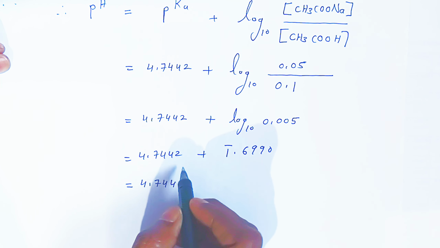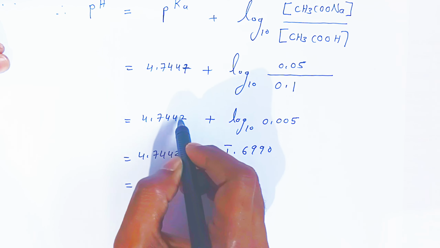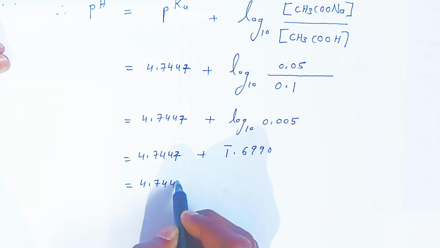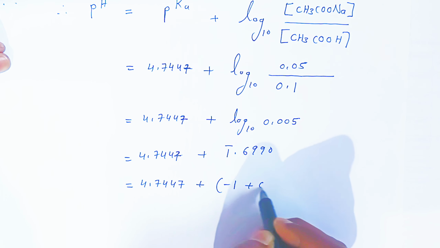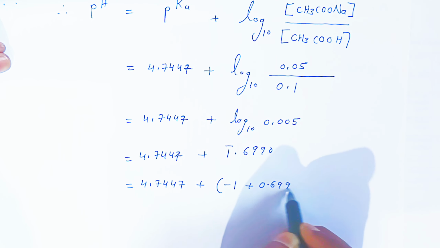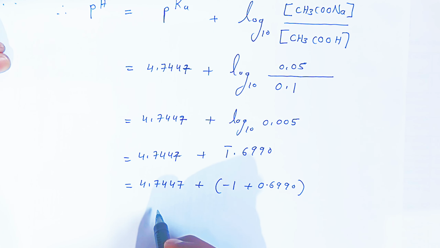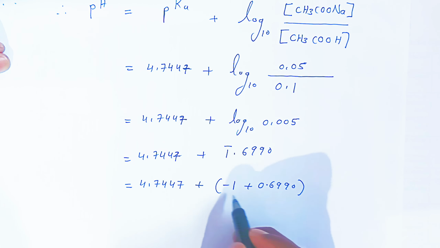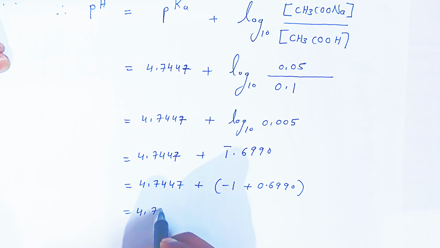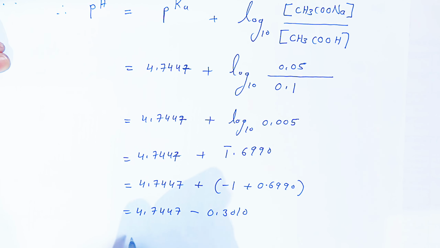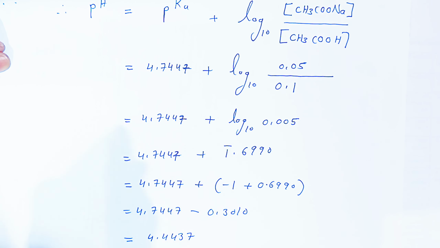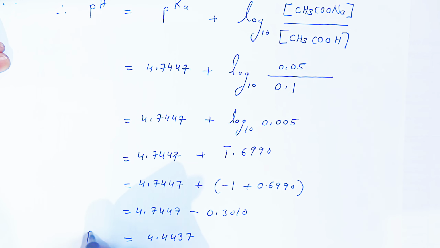So how much will it come to, students? 4.7447 plus minus 1 plus 0.6990. This is minus 1. So you will get 4.7447 minus 0.3010. When you subtract, it comes to 4.4437. This will be the value of pH.